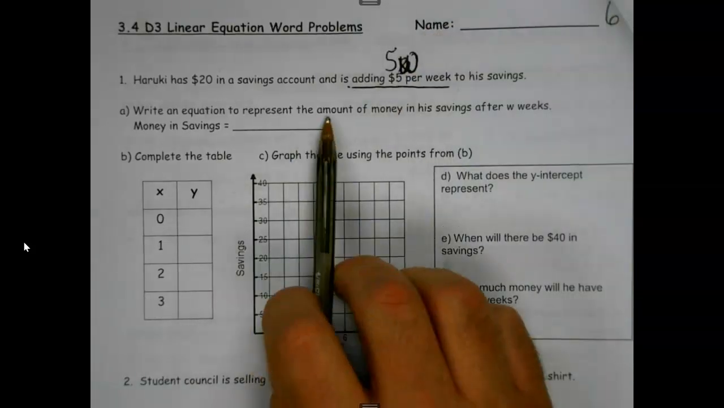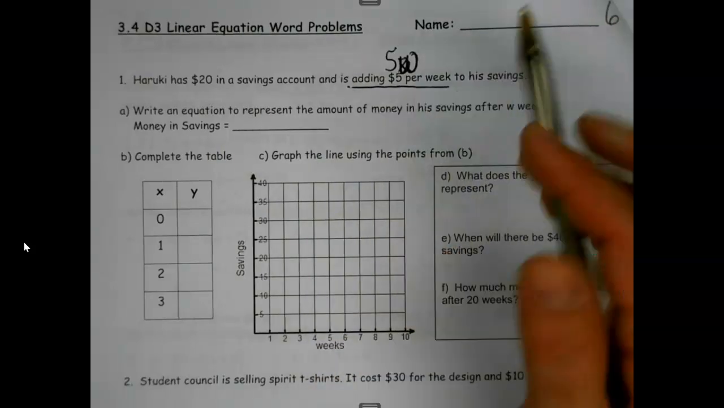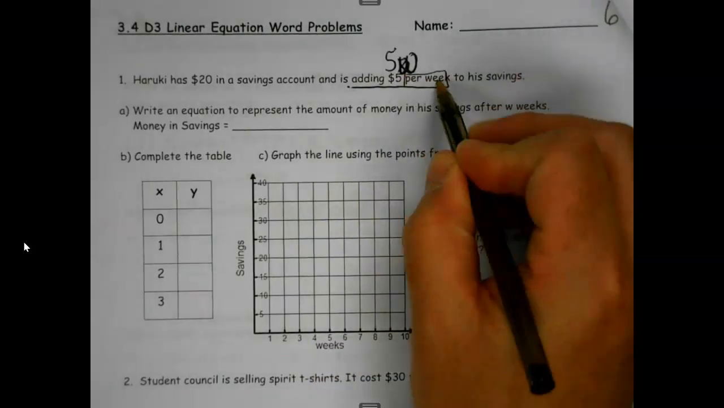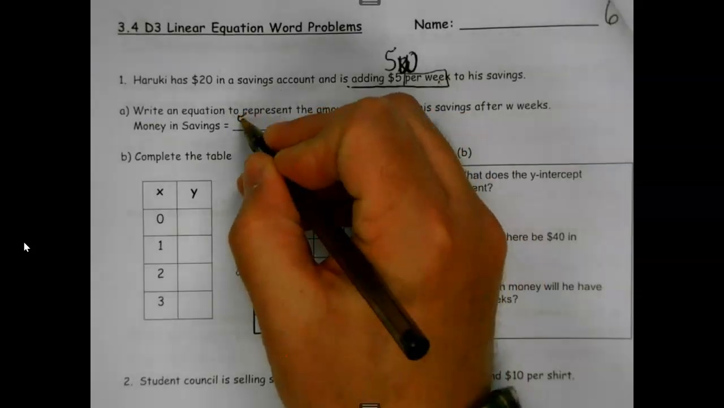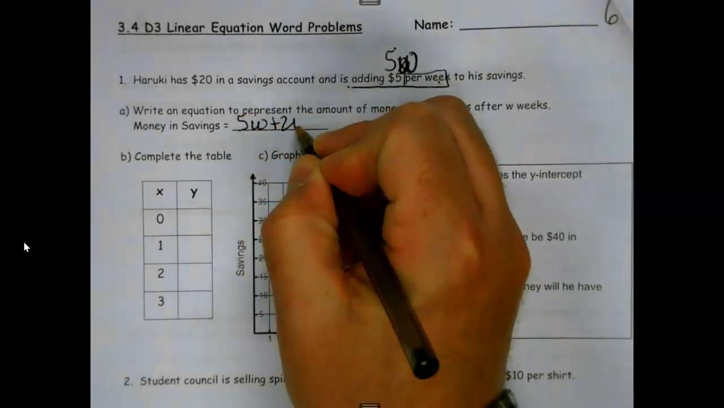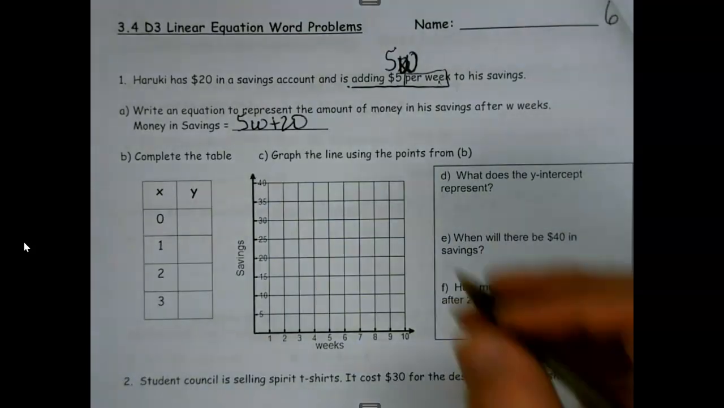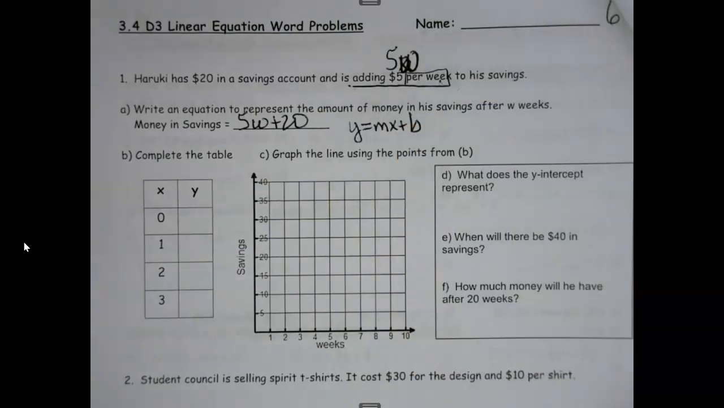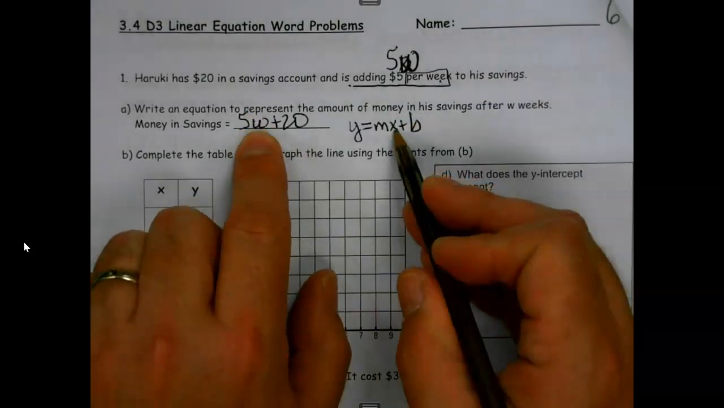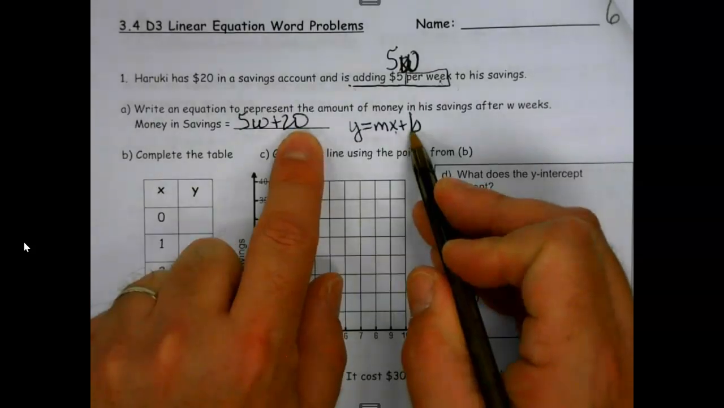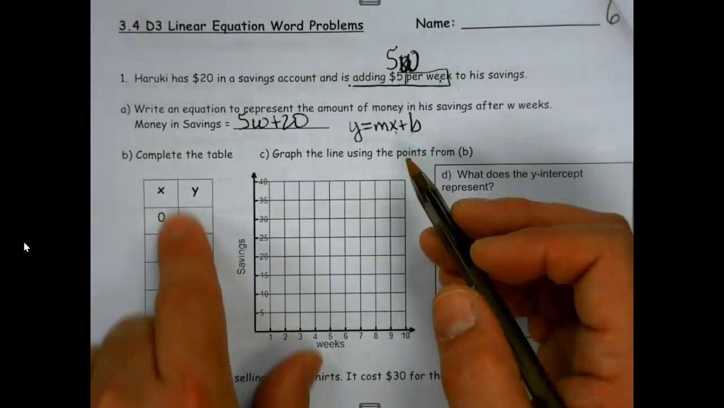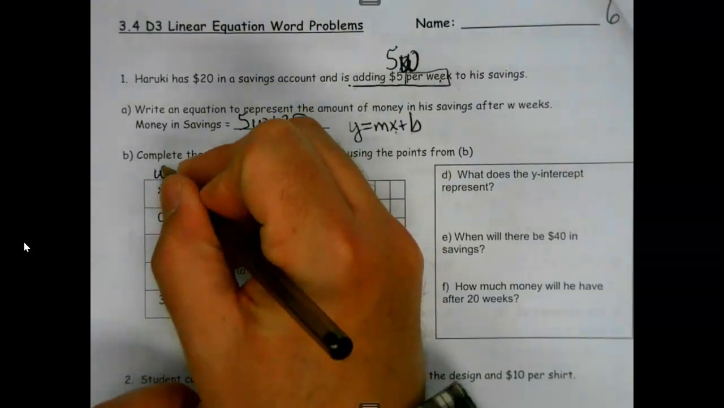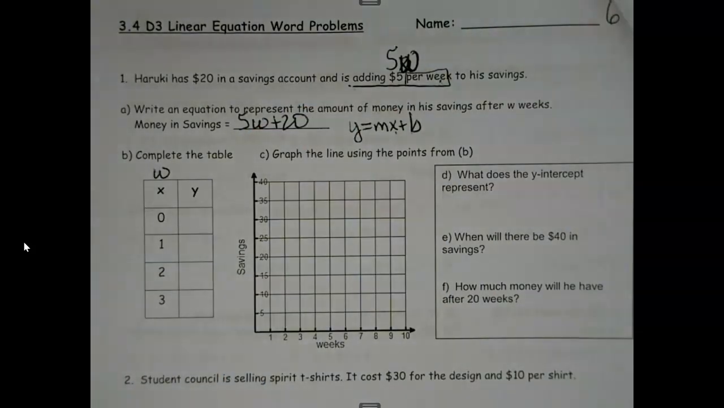So write an equation to represent the amount of money in savings after W weeks. Okay, so there was our variable. So you could write it either way. I'm a bigger fan of writing it this way because it looks more like slope-intercept form would, where you have the variable term and then the constant. And so for me to complete the table, that X is my W. If you just wanted to use X, that's okay. And so here, we're just going to plug in.